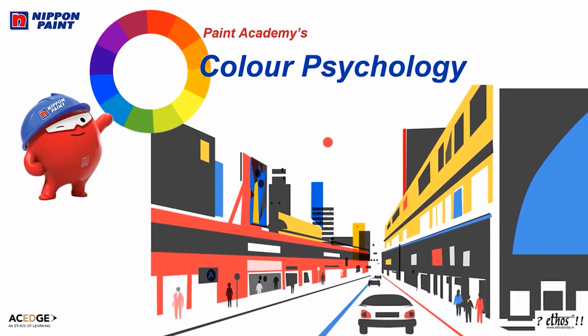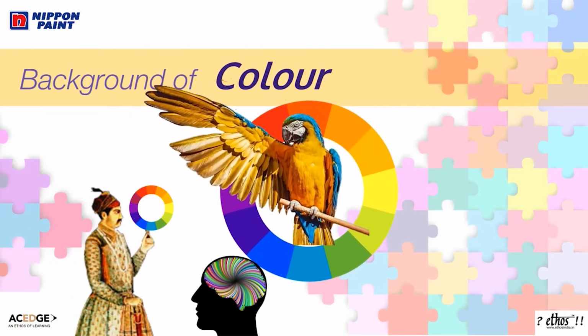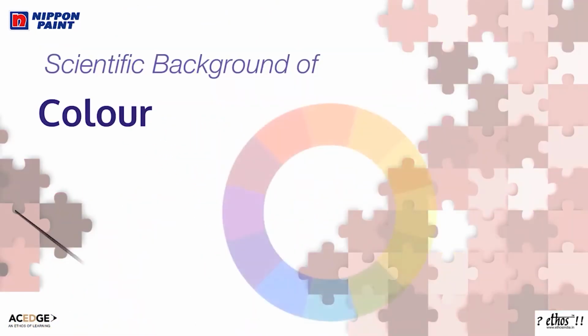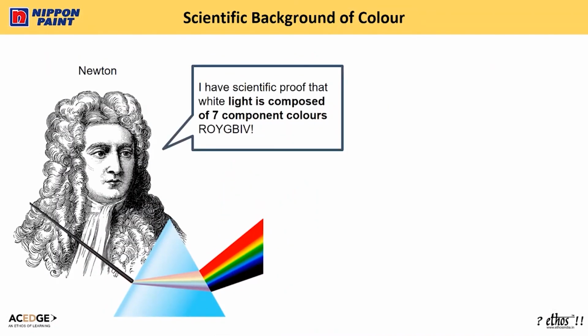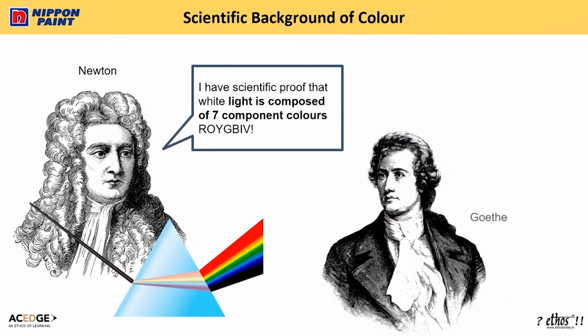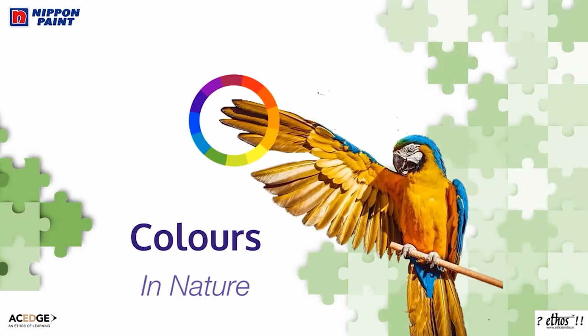Welcome to the course Color Psychology. The first module, The Background of Color, will give you an overview of multiple perceptions in color. We will learn about the scientific background. I have scientific proof that white light is composed of 7 component colors. Understand basics of color theory. Take inspirations from colors in nature.